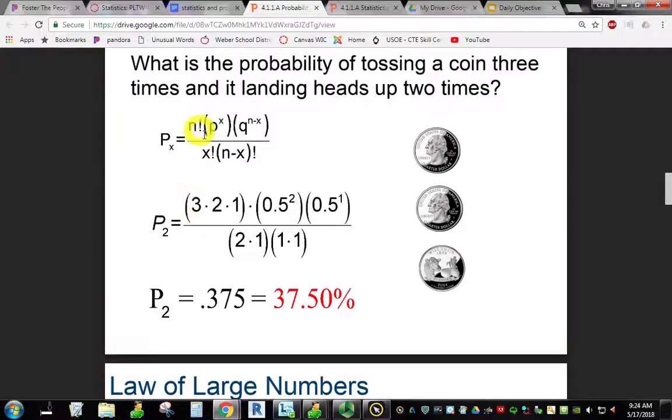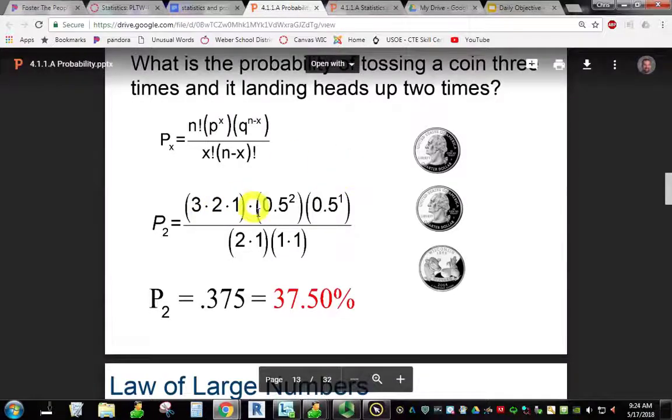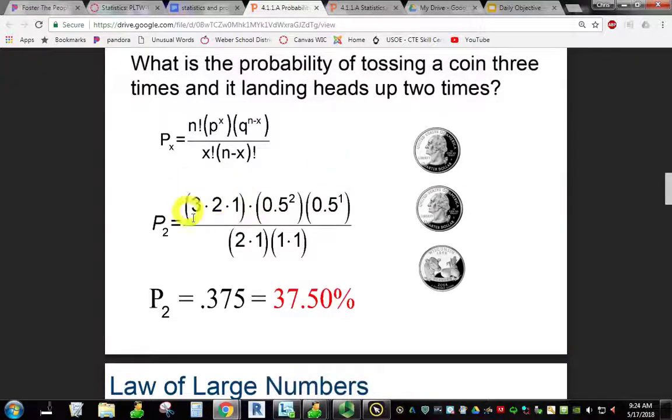So N factorial is the product of all the numbers below that number. If it's 3 factorial, that's 3 times 2 times 1. That's it, simple as that. Times, and your parentheses are going to be important for order of operations.